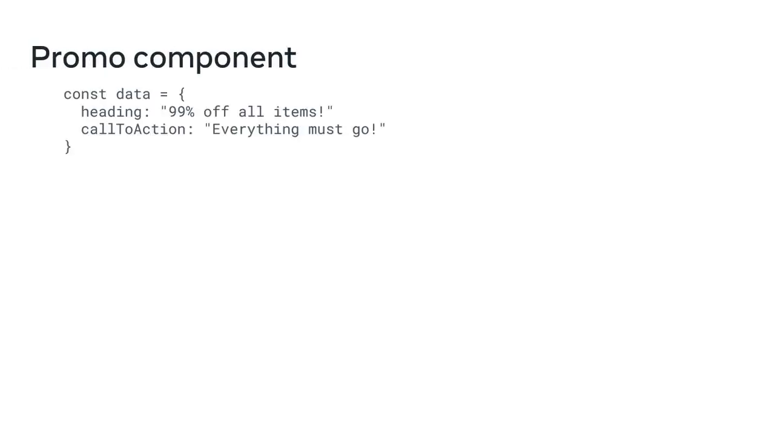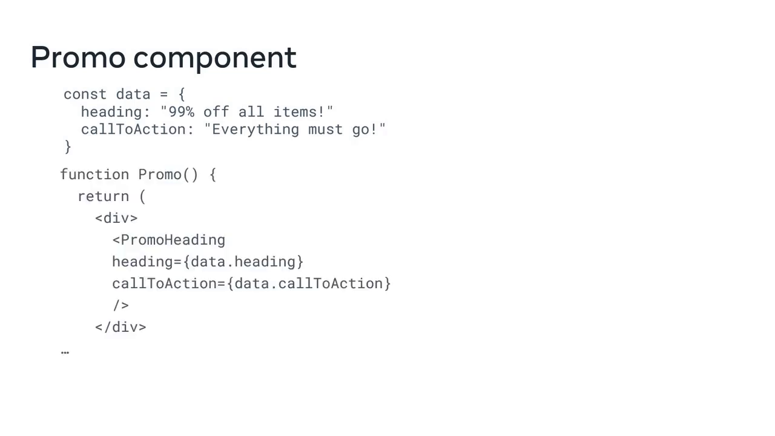First, you create a single source of truth, a JavaScript object named data. Data is an object that will contain two properties named heading and calltoaction, both represented as strings. Next, you update the Promo component to pass the heading and the calltoaction values of the data object to the PromoHeading component. This is known as passing data from the parent to the child component.